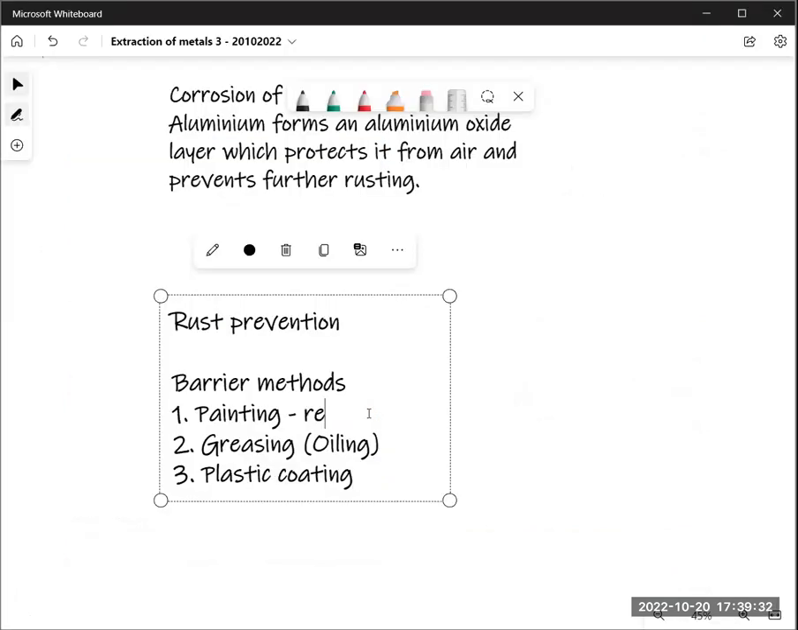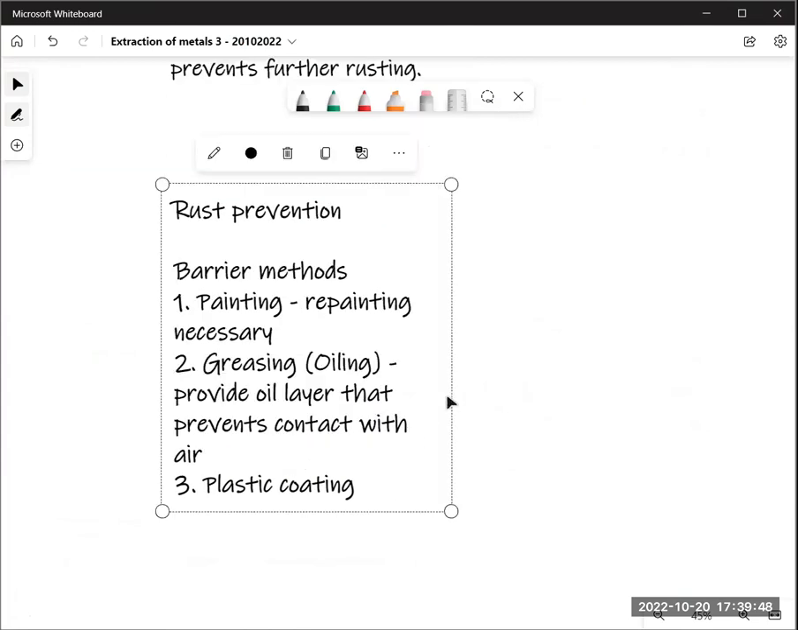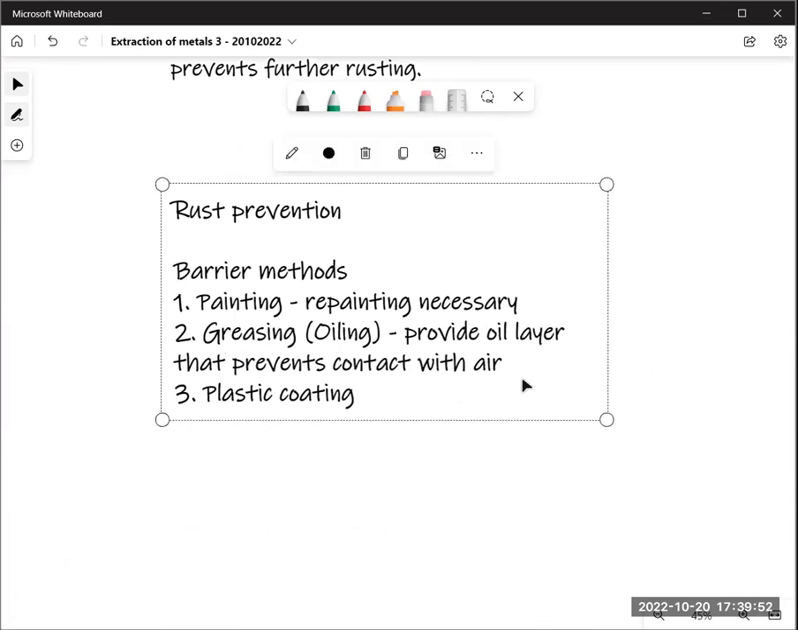Repainting necessary. Greasing provides an oil layer that prevents contact with air. Right? Like we were putting sodium in oil. Now we're just putting oil on stuff. Instead of putting things in oil, we're putting oil on stuff, the other way around. Now plastic coating: PVC is used to cover.